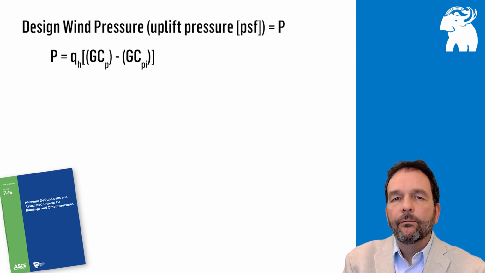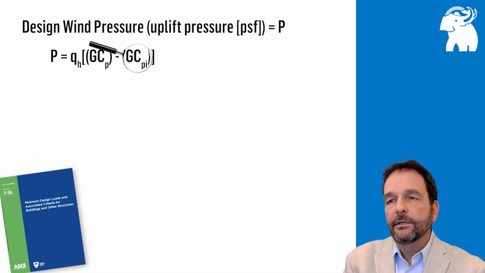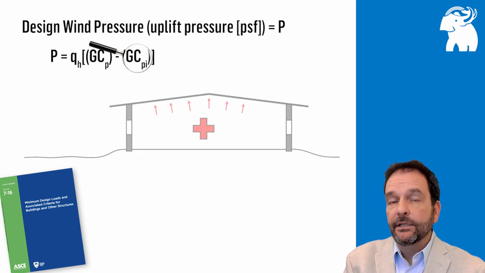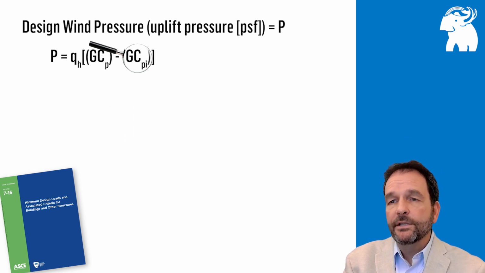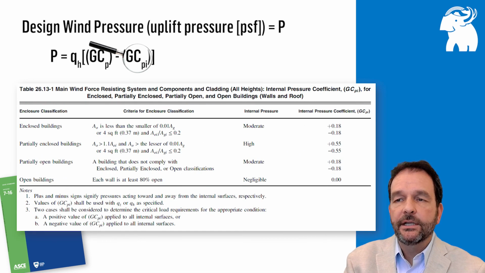Okay, now for the last variable to find here to determine our design pressure, we're going to look for the internal pressure coefficient. And that's basically the coefficient that determines how much wind gets in through the building enclosure and tries to pressurize the building from the interior and push or blow the roof off from the interior of the building. So it's very simple. You pull that from a table in ASCE 7-16.